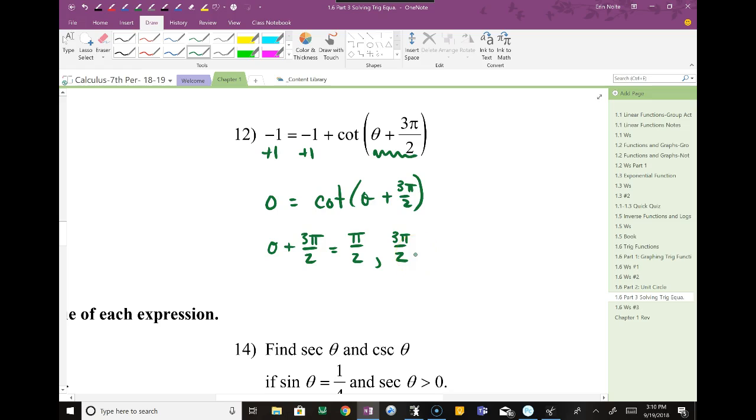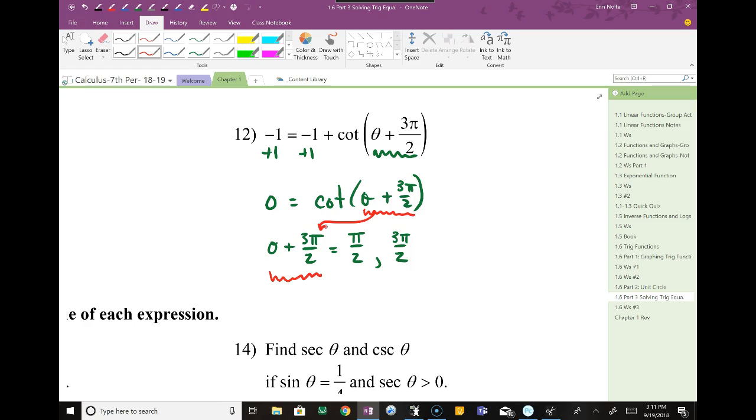Okay, so do you remember how I have this cotangent of some stuff? That's a theta. Okay, this piece right here is the same as this. So all I'm doing is I'm dropping that down. The cotangent of the stuff is now equal to pi over 2 and 3 pi over 2.